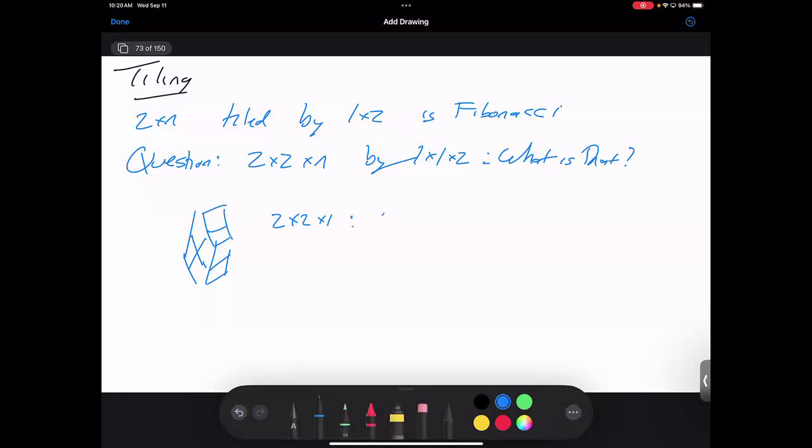Okay, so the number of ways is 2. And it's basically, we can have 2 things vertically like this, or we can have 2 things horizontally like this. So does everyone agree that if it's 2 by 2 by 1, and we have 1 by 1 by 2 tiles, there's 2 ways to do it?